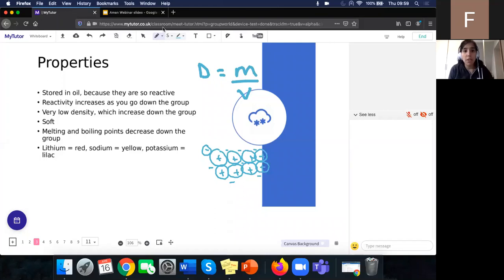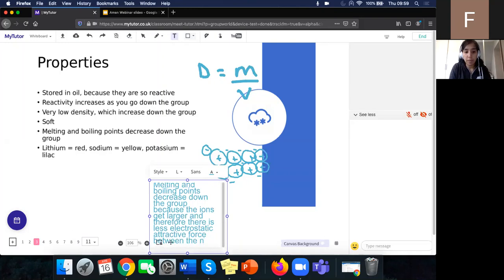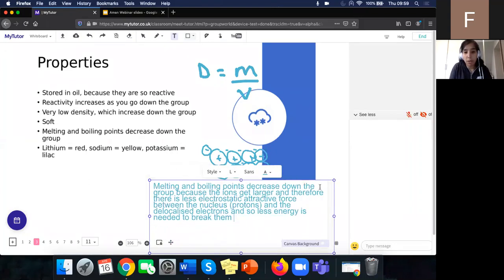Someone's asking if I can write down the reason for the property of soft and melting and boiling point. Yes. So the melting and boiling points decrease down the group because the ions get larger, and therefore there is less electrostatic attractive force between the nucleus, and remember it's the protons in the nucleus, and the delocalized electrons, and so less energy is needed to break them. So that's the reason for the melting and boiling points there.